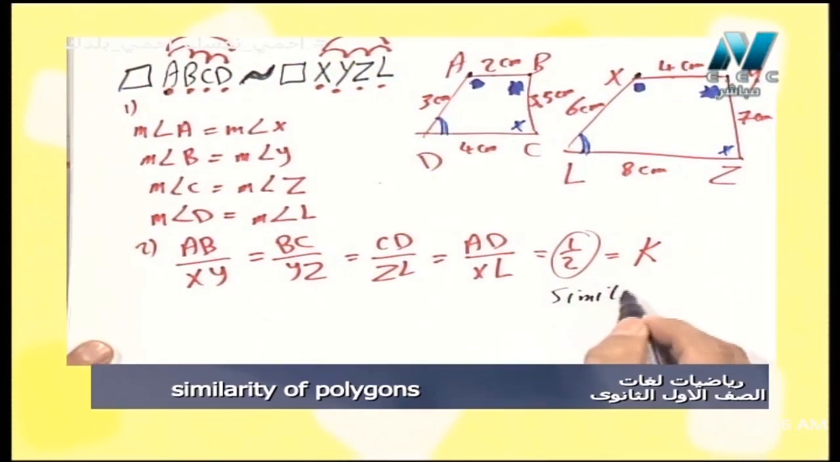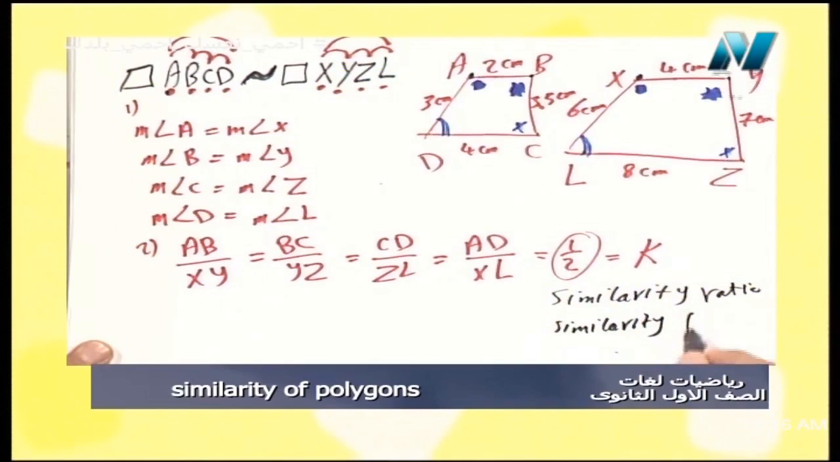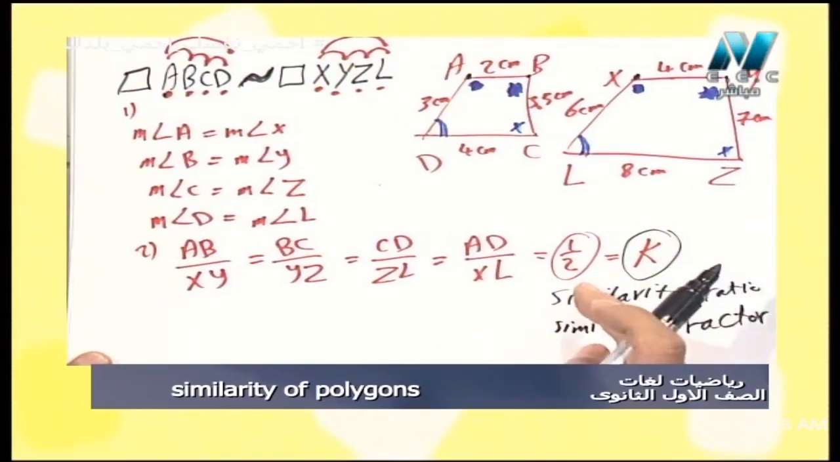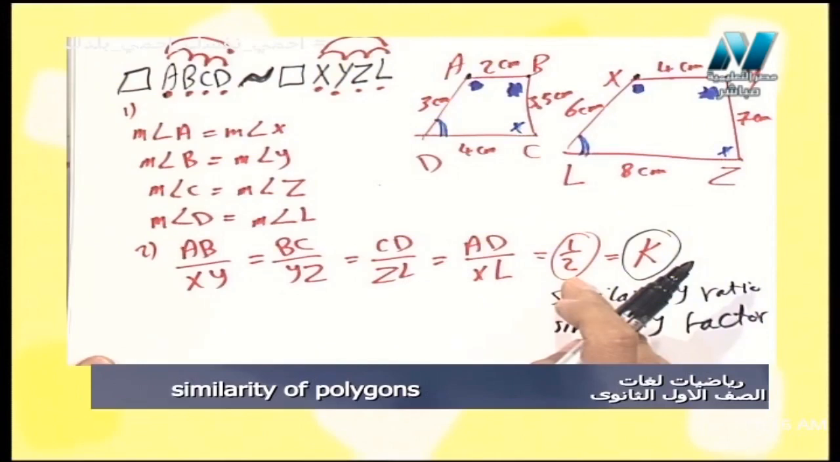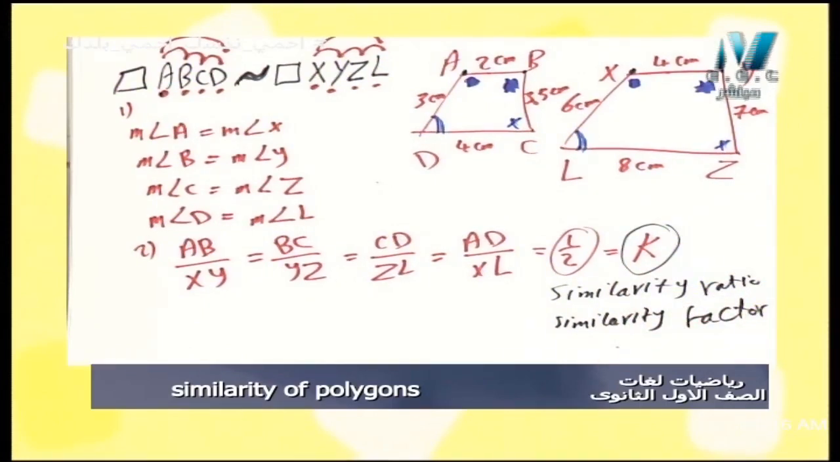Similarity ratio or similarity factor. Okay, and K may be a number between 0 and 1 as half, or greater than 0. So let's talk about this number K. We will concentrate on it now.